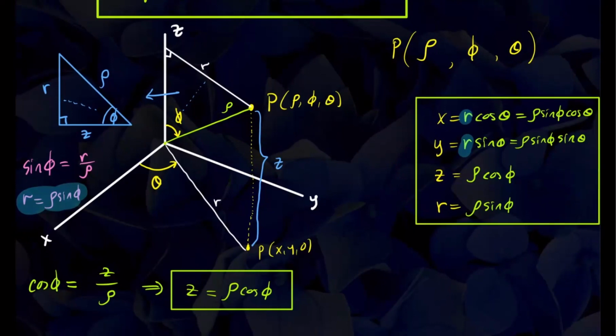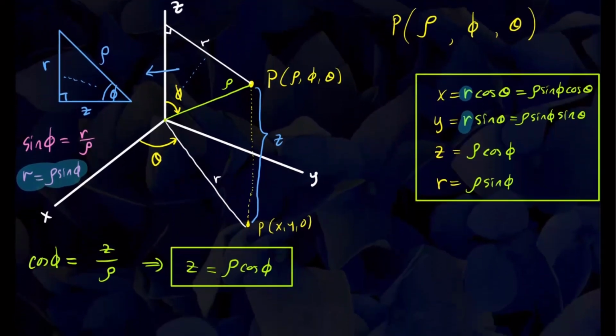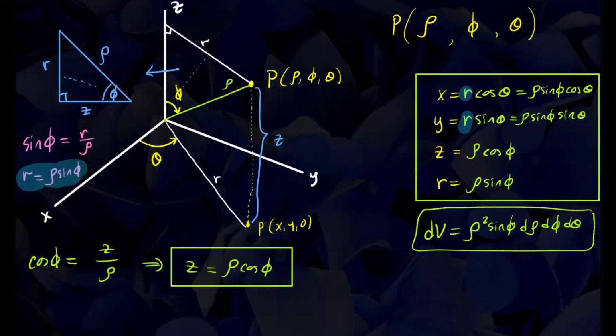Now we also need to remember that our volume differential, dV, is given as rho squared sine phi d rho d phi d theta. So that's the next thing you're going to have to remember. I'm going to avoid the illustration in this video, but feel free to look at other resources or the book to see how we derive the volume differential in spherical coordinates.